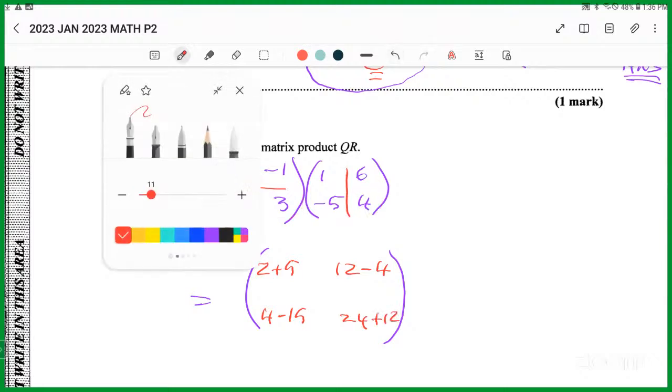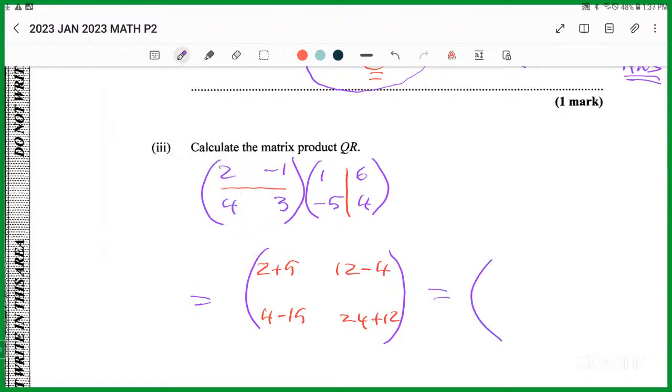The final result is this matrix right here. This is 7. 12 minus 4 here is 8. 4 minus 15 here is negative 11. 24 plus 12 here is 36. That's the matrix. I'll go to the next one.